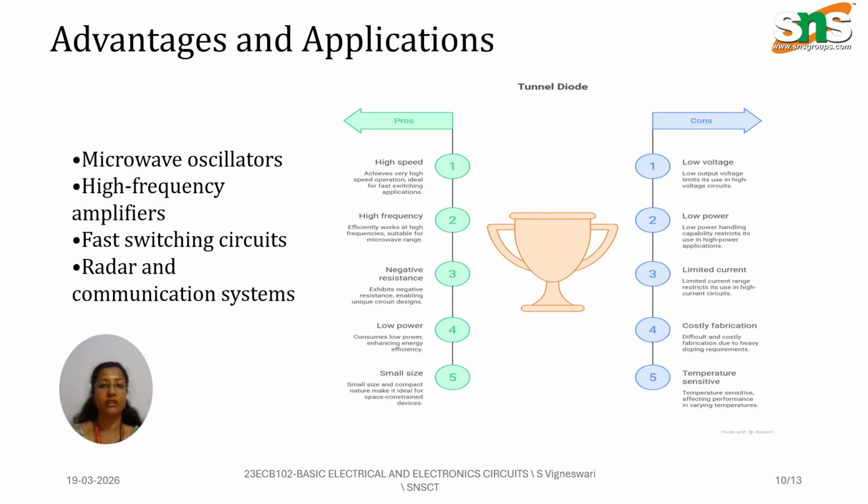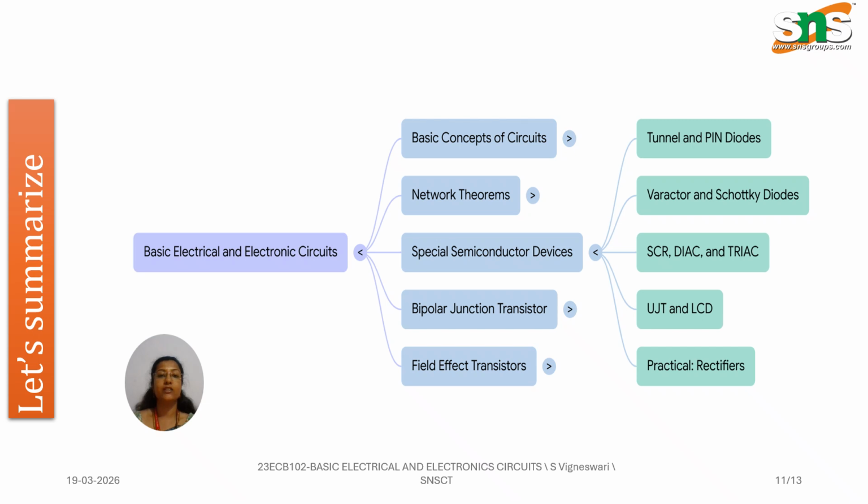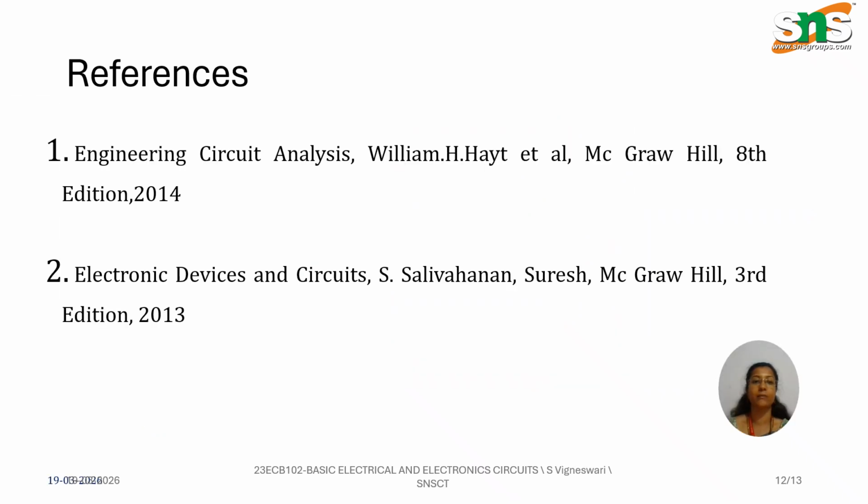Advantages and applications. Now let's look at some applications. Tunnel diodes are used in microwave oscillators, high frequency amplifiers, fast switching circuits, radar and communication systems. The ability to operate at a high speed makes them very useful in advanced electronic systems. Finally, to summarize, a tunnel diode is a heavily doped PN junction and it works on quantum tunneling. It has a very thin depletion layer and exhibits negative resistance, and it is mainly used in high frequency applications.